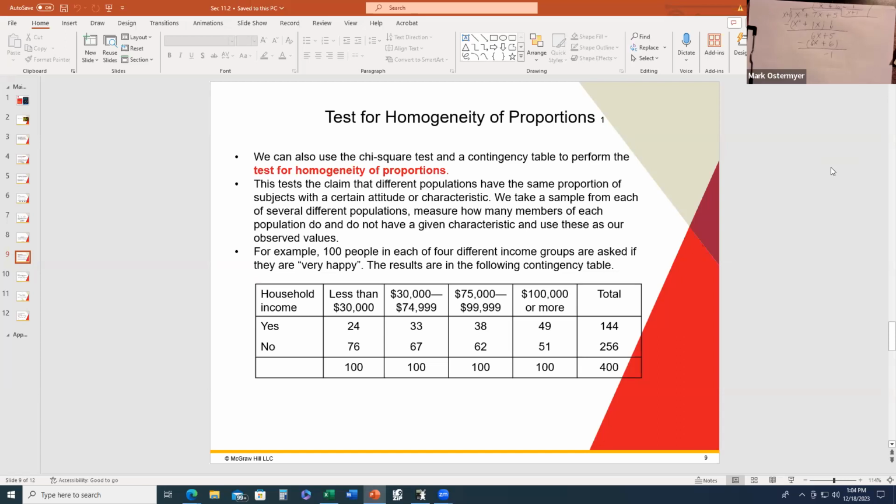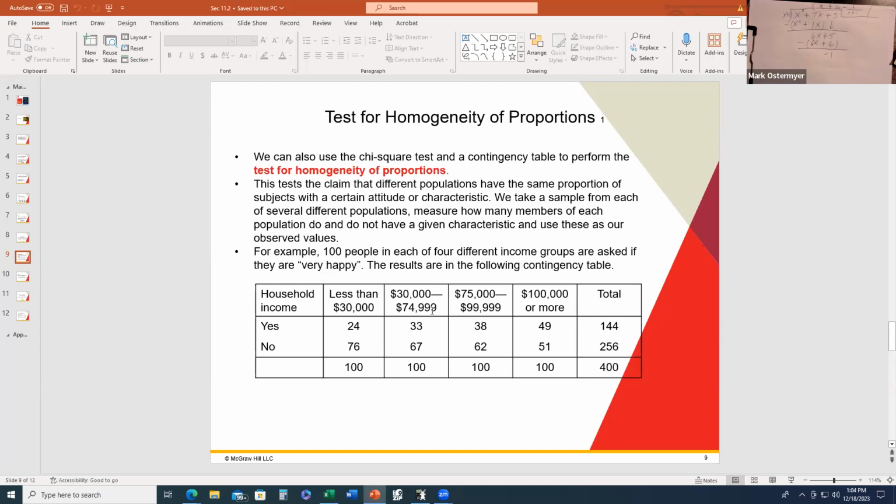We extract a sample from each of the several different populations, measure how many members of each population do and do not have the given characteristic of interest, and use these to form our observed values. For example, 100 people in each of four different income groups are asked if they are very happy. The results are in the following contingency table.